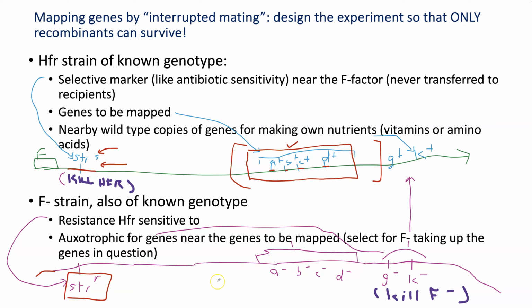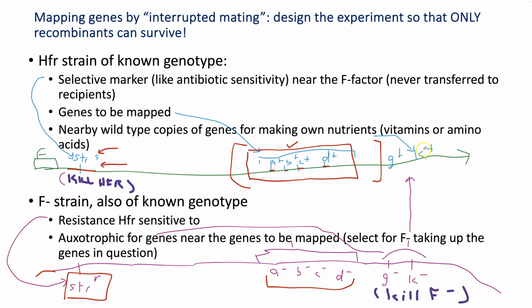Now the F- cells, there may be some cells in the culture that haven't participated in mating. And if they haven't, they're going to have all of these genes. These are auxotrophic alleles of the genes in question. And we don't want to be counting these in our total either. How we decide on the total that we divide by when we're trying to figure out the recombination frequency between two genes is very important. We have to have the right kind of total.